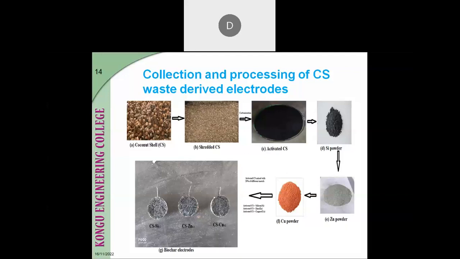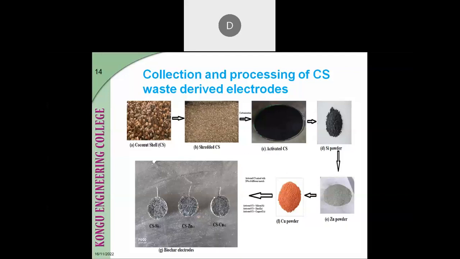And here, initially we collected the coconut shell and mixed it with various metals in different proportions. That is what we have discussed. We collected the coconut shell and dried it, and the dried coconut shells were crushed into little pieces. So we have to crush, grind, and sieve it to get the required size.